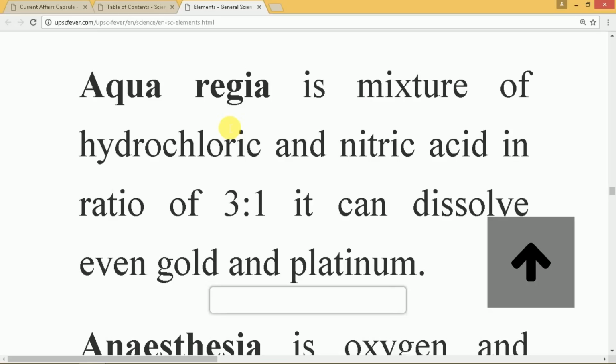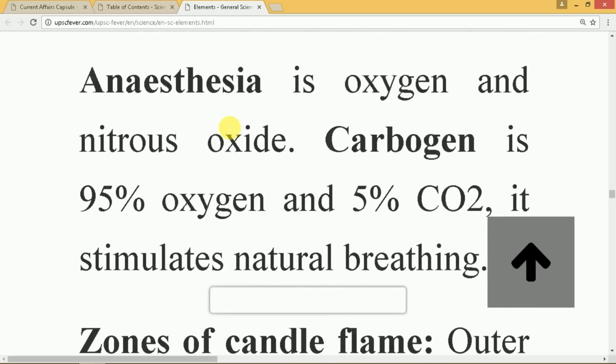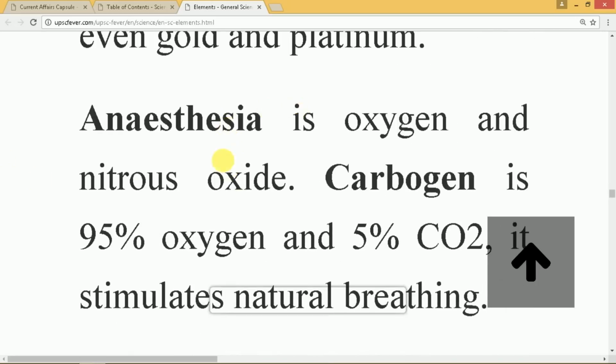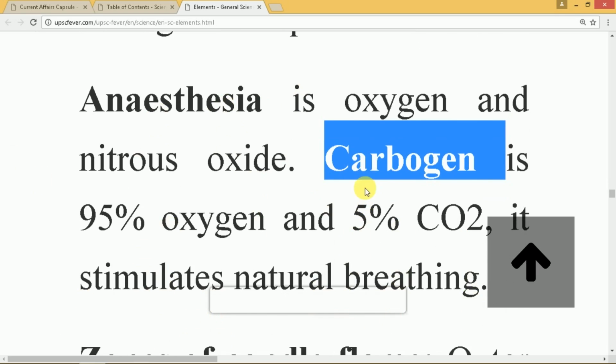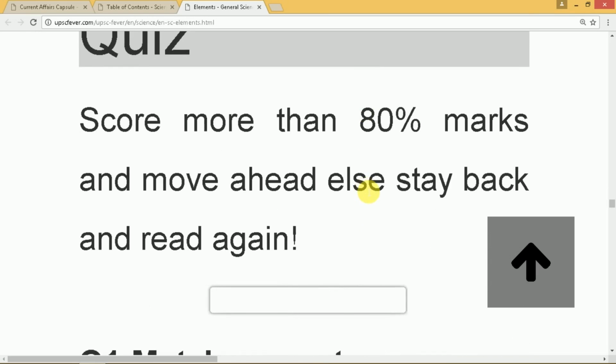Also, another medical related compound is carbogen. Carbogen is 95% oxygen and 5% carbon dioxide, and this stimulates natural breathing. Right? So that was it related to this chapter on elements.